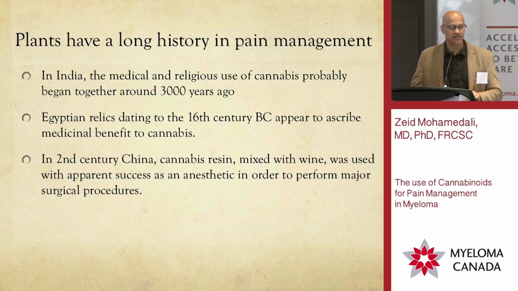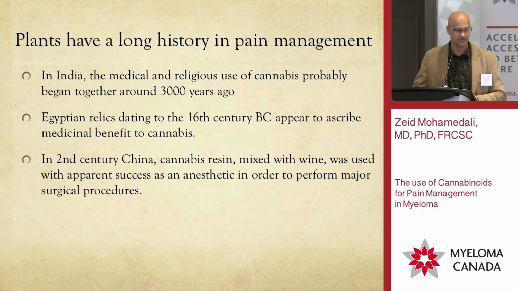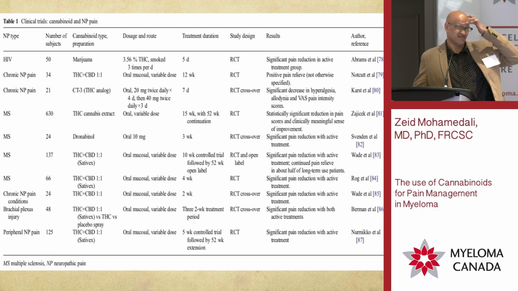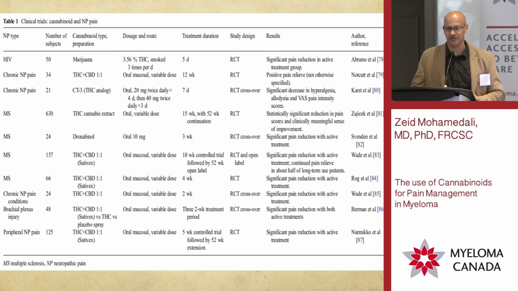So, as I said, plants have a long-standing history in pain management, going back over 3,000 years. There's evidence where Egyptian relics dating back to the 16th century BC appear to have ascribed medicinal benefits to cannabis. So when you look at it internationally, there is some strong evidence of long-standing use of this plant. And I won't go into why we have created this taboo around cannabis, but there is a specific lineage of how this came about through the American government. We can discuss that one-to-one at some point.